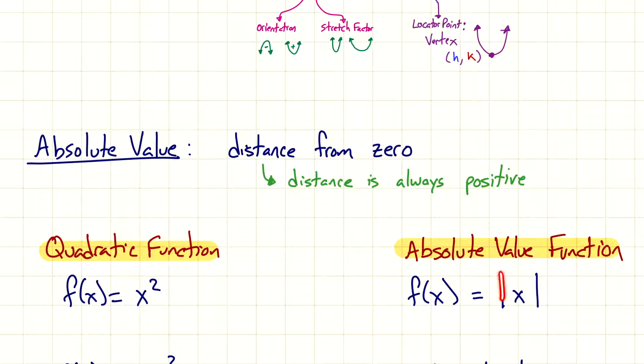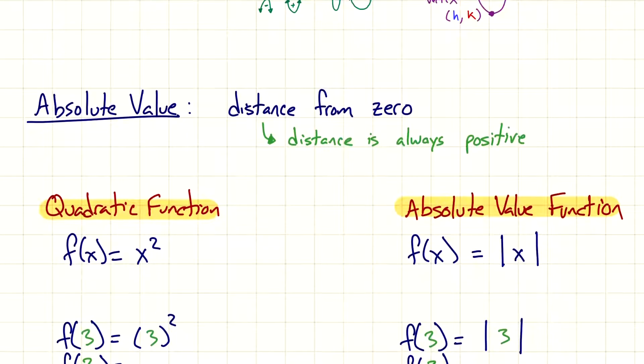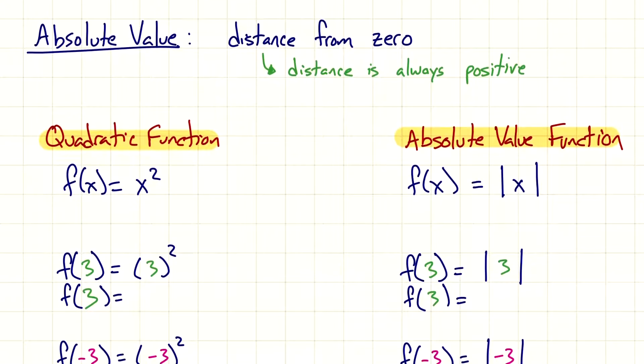And in this case, we have absolute value bars on the side of the x. And this will always give us a positive number, right? Like we said, distance from zero. Except in this case, we're not going to be multiplying anything. So let's look at specific examples.